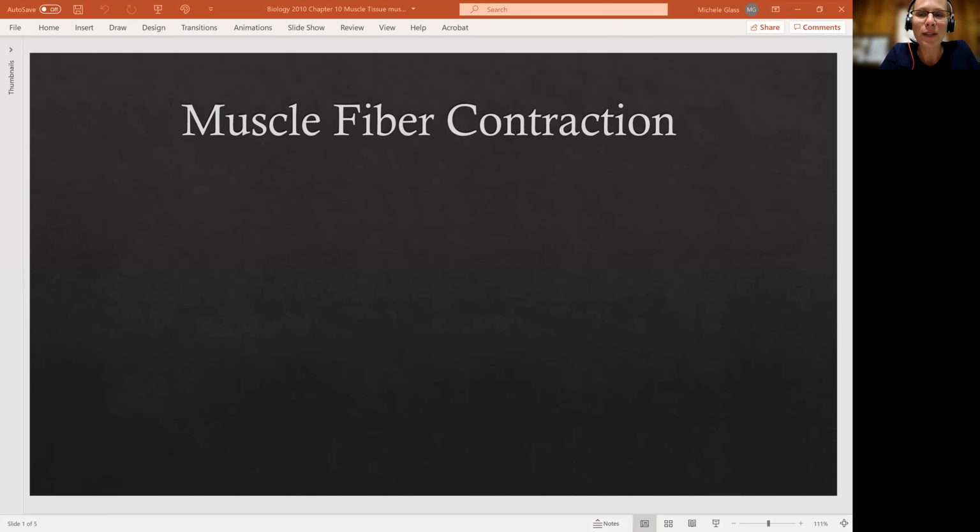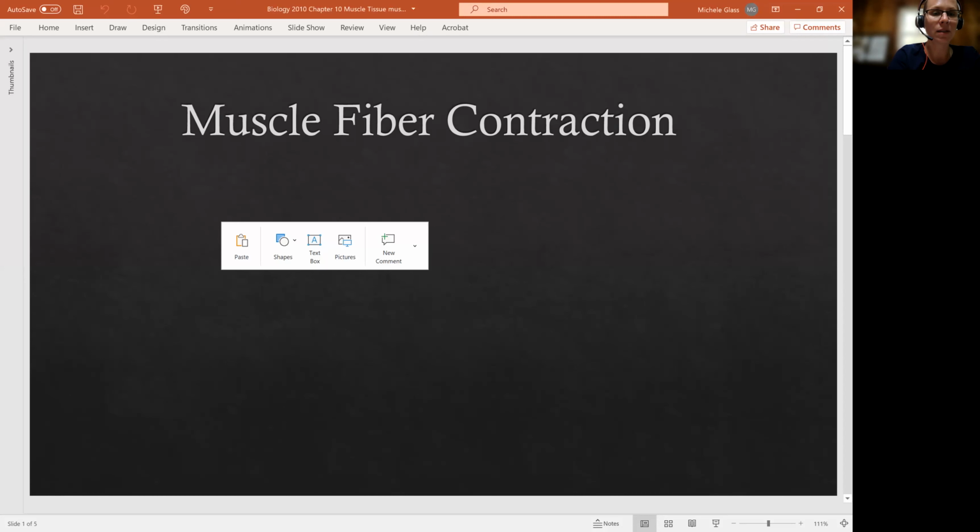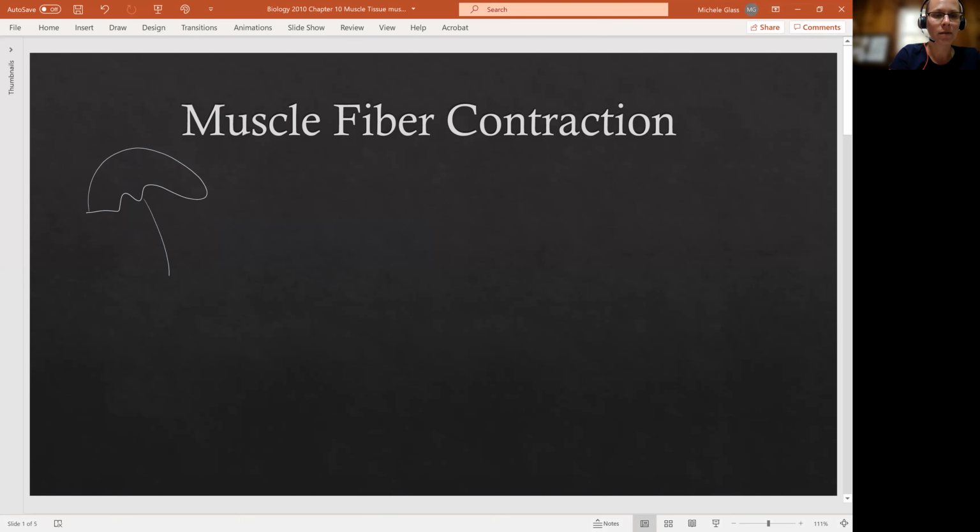When we're talking about muscle fiber contraction, I think it might be helpful to give us four big, I'm going to call them, how about this? Umbrella steps. So four big umbrella steps to help us kind of guide ourselves.